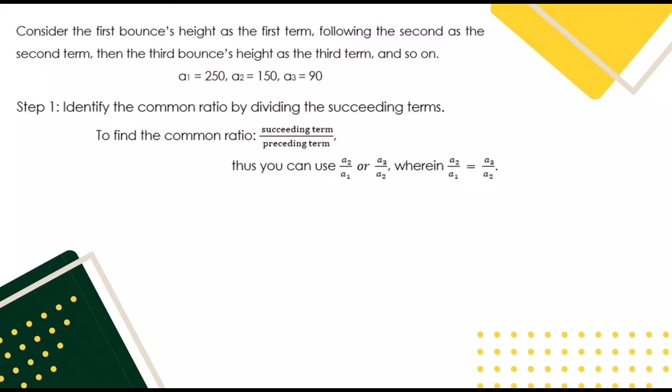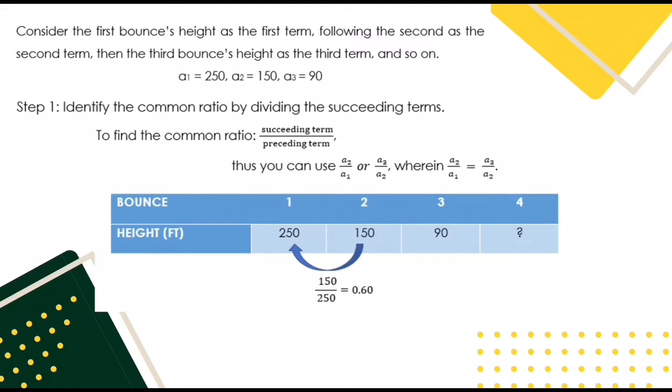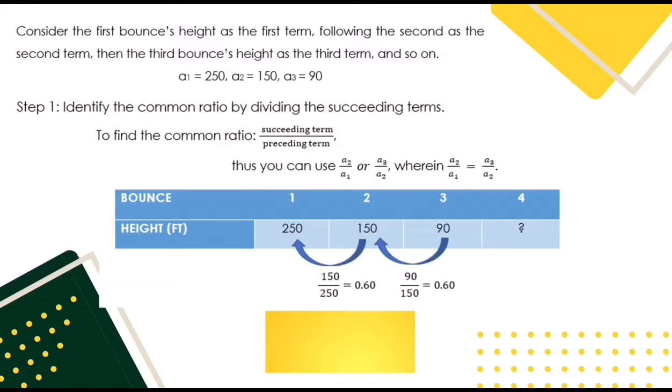Since we don't know if the sequence is geometric, let's check first if the ratio is common. So as illustrated, a sub 2 over a sub 1, which is 150 over 250, is equal to 0.60. To check if it is similar to the other consecutive terms, we have a sub 3 over a sub 2, and that is 90 over 150, which is also equivalent to 0.60. Therefore, our common ratio is equal to 0.60. The sequence of the heights of the bungee jumper is a geometric sequence.